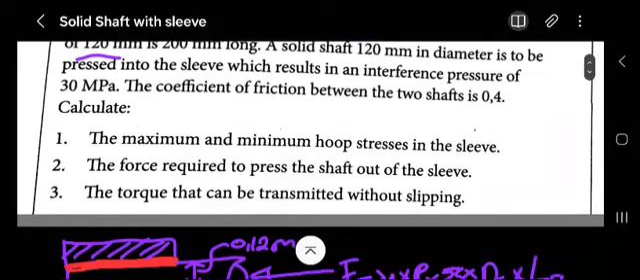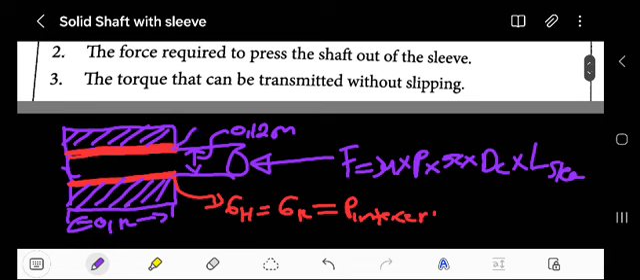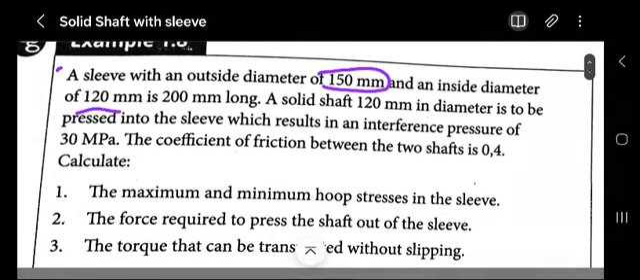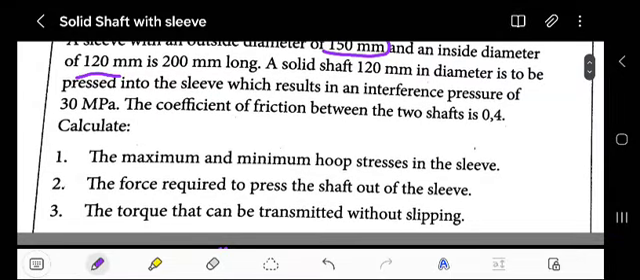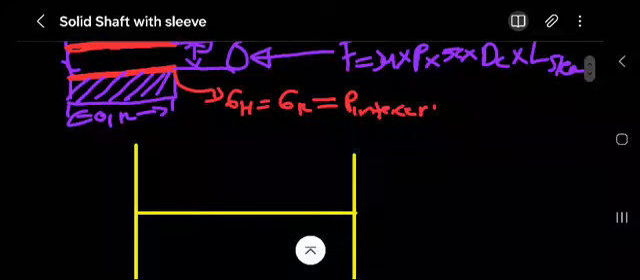Then we have a coefficient of friction of 0.4. Then it says the shaft is pressed into the sleeve, resulting in an interference pressure of 30 megapascal. Oh, good, this is fine. Interference.